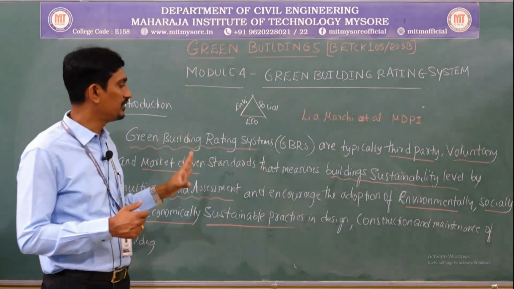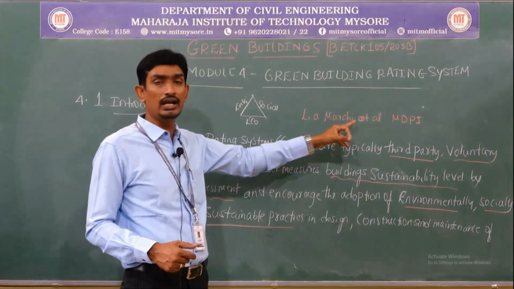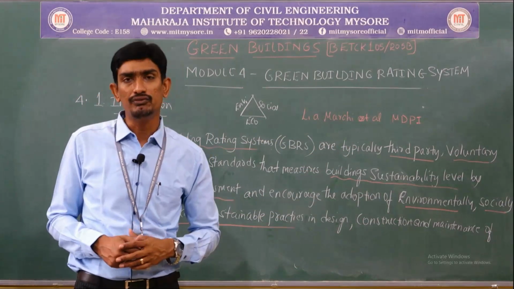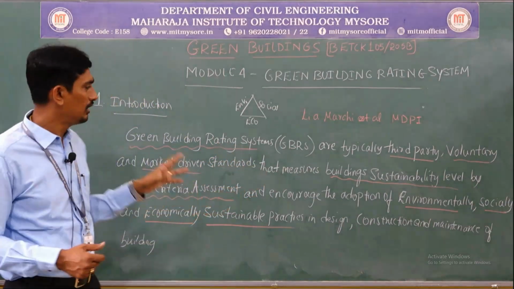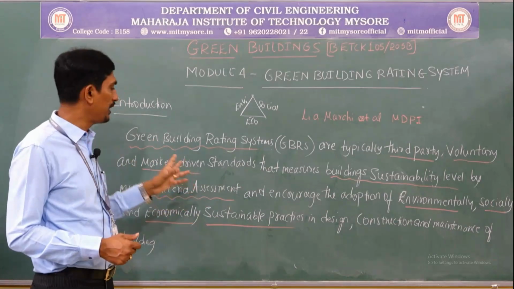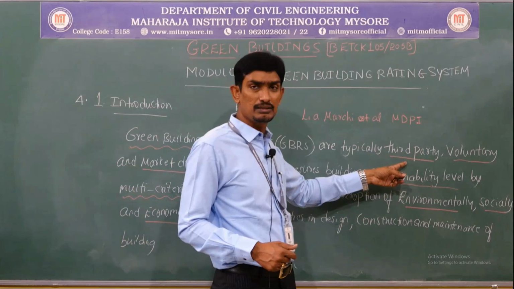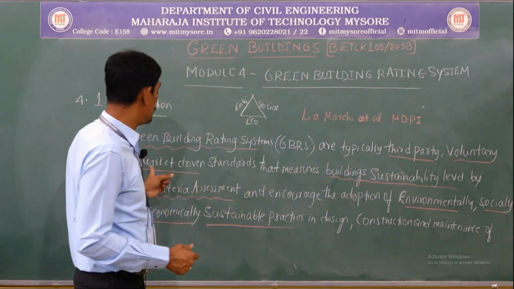So this is the definition, a fantastic definition I picked from Leah Marchi et al., from MDPI, a very good journal. They have defined it very beautifully. There are so many definitions, but either way it is one and the same. So I will repeat: the green building rating systems are typically third party. These are the people who are going to assess, and it is voluntary and market driven.